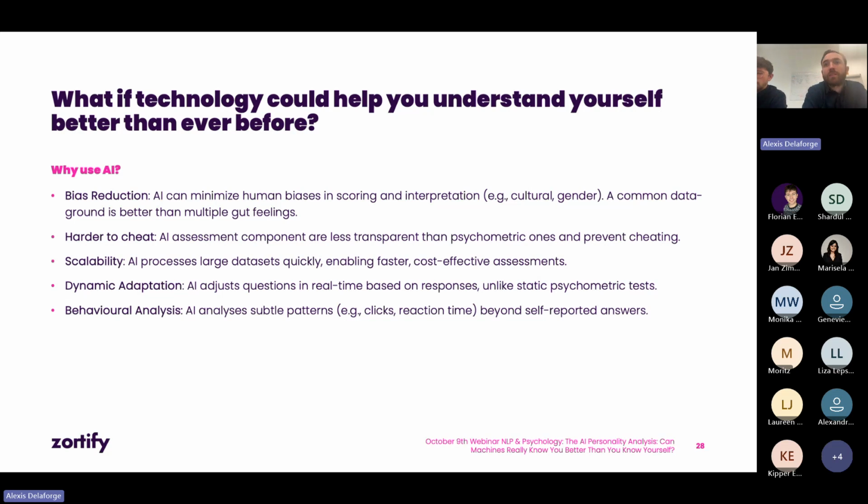Of course, the scalability. Scalability is the main reason why people will go for what we do, because in the end, they want to be fast, they want to be cost effective, and it's exactly what AI can provide.